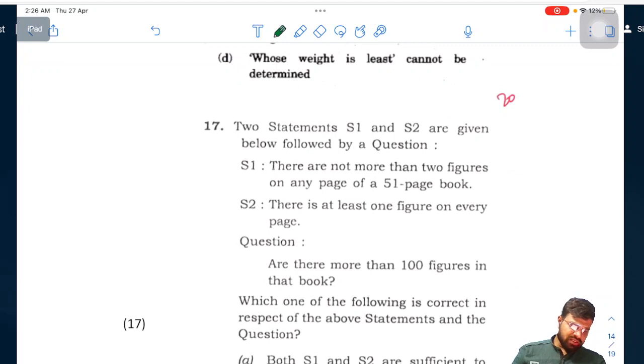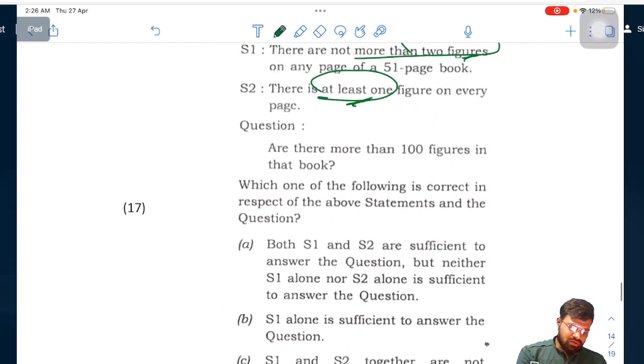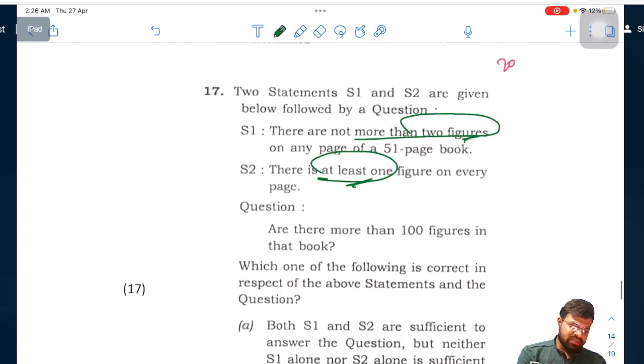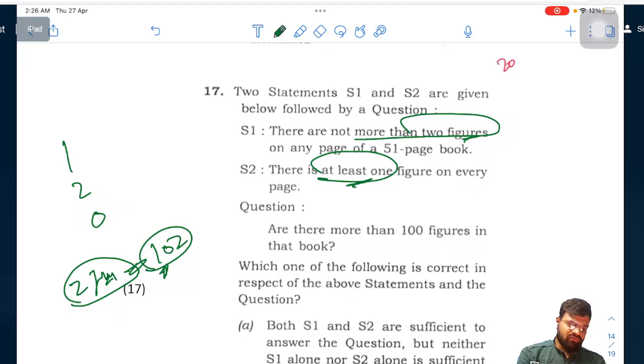Okay, 17th question. There are not more than 51 pages in a book. There are not more than two figures, and there is at least one figure on every page. On the basis of statement one, there are not more than two figures, so there can be one figure, two figures or zero figures. Or there can be two figures on each page. In this case there will be 102 figures in a 51-page book.